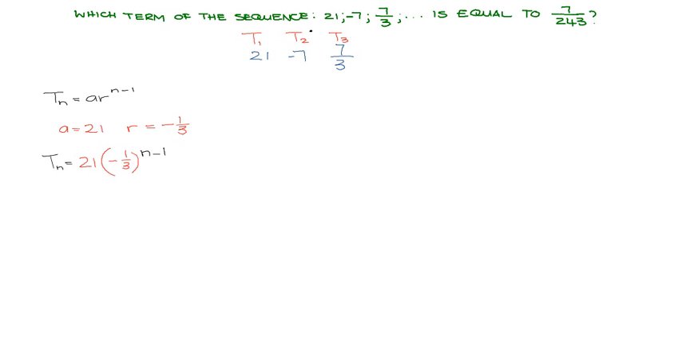Because I'm doing that, I'm going to plug a 2 into wherever I see an n. So let's do this. We've got T2 is equal to 21 multiplied by negative 1/3, and then I bump into another n, so I've got to plug in a 2, and then minus 1. Cool.